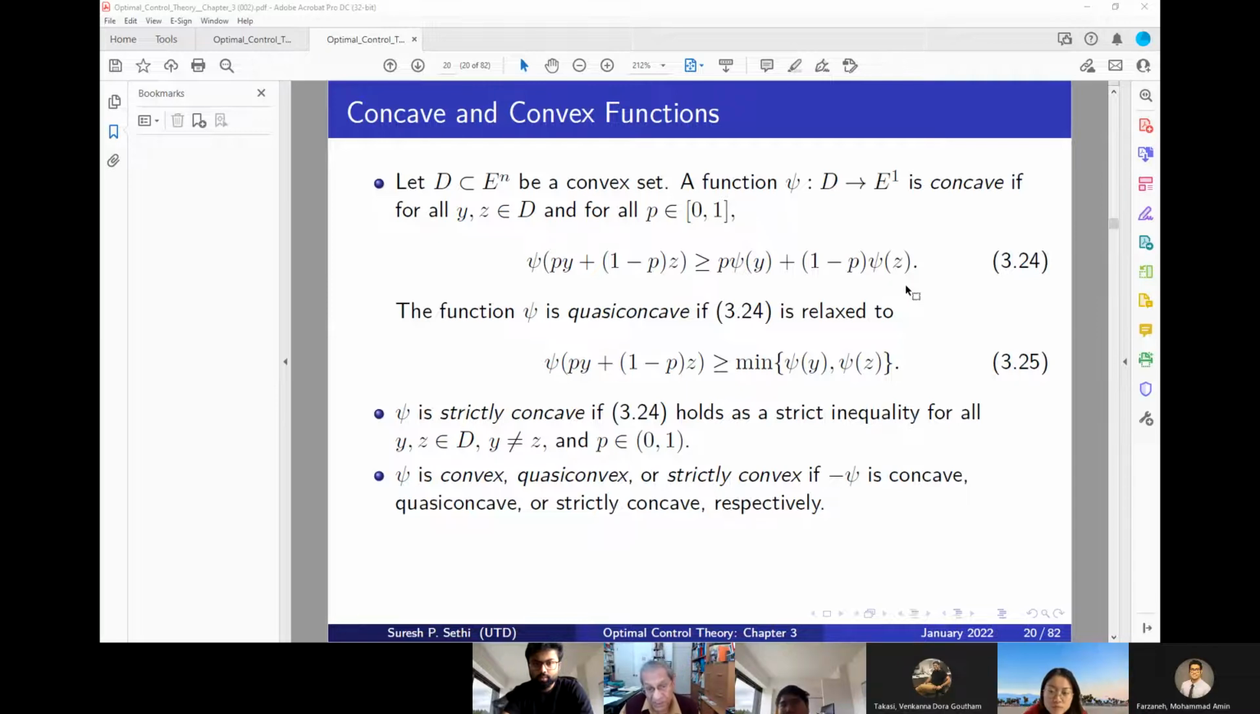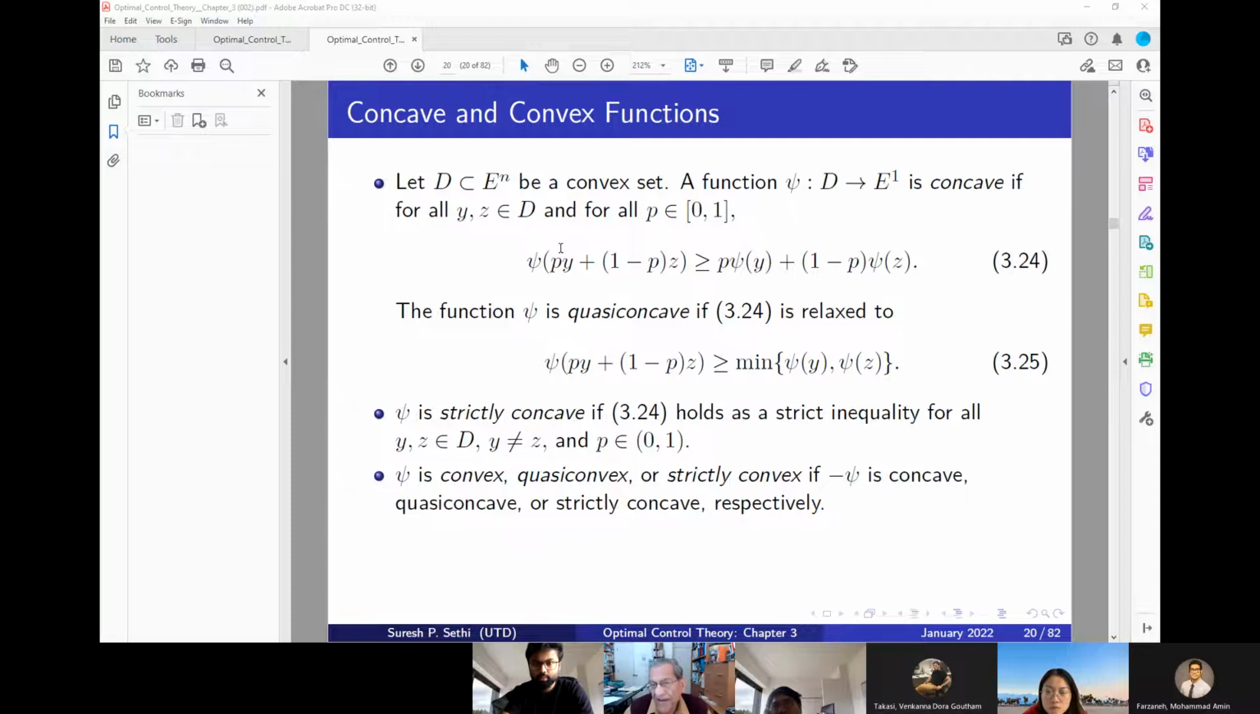Now the function is quasi-concave if that quantity is bigger than the minimum of these two guys. Okay, and that's called quasi-concave. And strictly concave means the inequality becomes strict inequality in 3.24. If you take psi to be concave or quasi-concave, then minus psi will be either convex or quasi-convex.